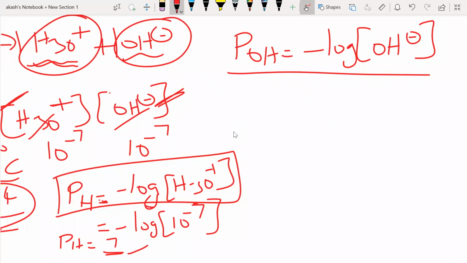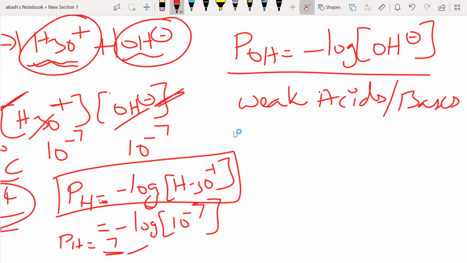And guys, in our syllabus, in this ionic equilibrium, we are going to study about acids and bases, but actually we'll be studying about weak acids and weak bases only. Now there is a reason for this. What is the reason?